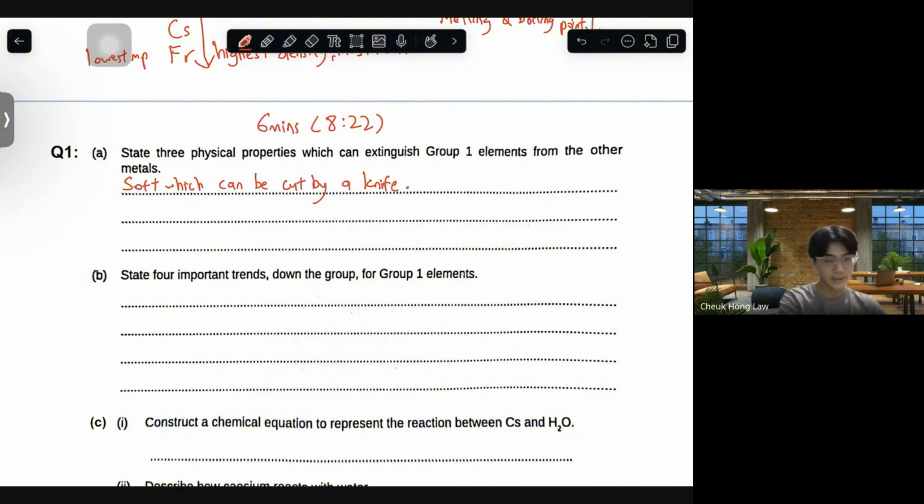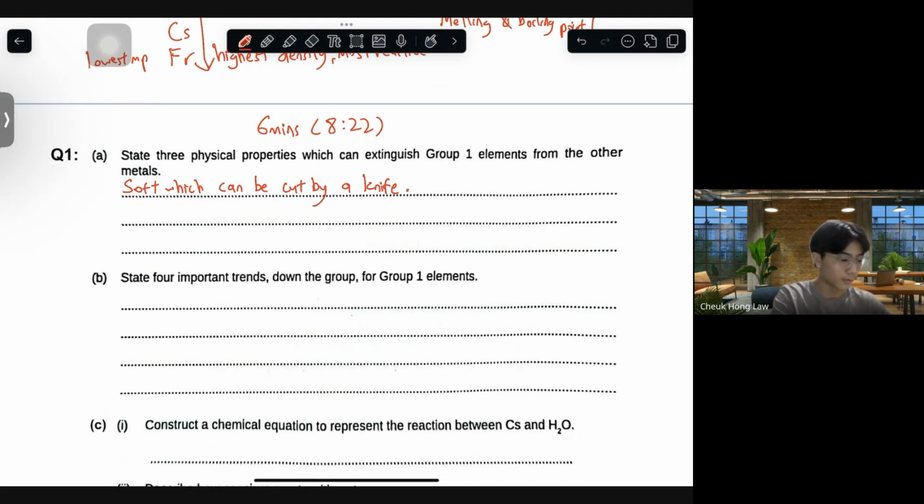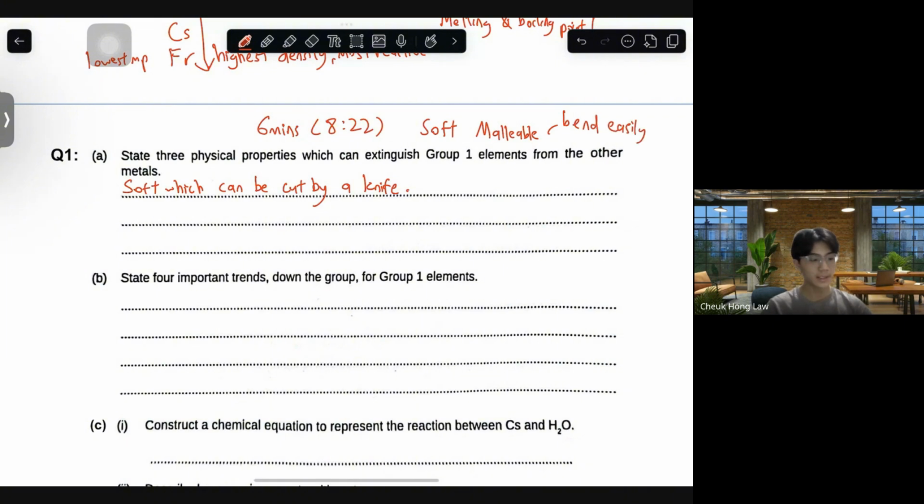There was one answer saying soft, malleable, and can be cut by a knife, but there's a difference between soft and malleable. Malleable means it can bend easily when a force is applied to it, but soft means that it can be cut by a knife. So it's two different things. Other metals are malleable as well, so it's not a property that can distinguish group 1 metals from other metals. So that's the first one.